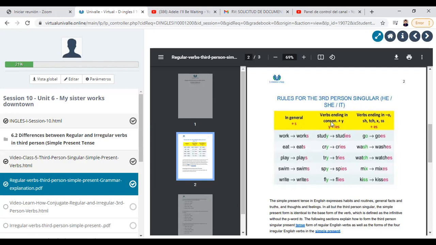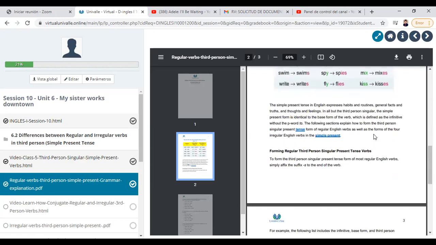Also, we have rule number 2, verbs ending in a consonant plus a Y. We're going to remove the Y and add I, then ES. Examples: study, studies; cry, cries; try, tries; fly, flies. Verbs ending in O, SH, TCH, X, double S, we're just going to add ES: go, goes; watch, watches; mix, mixes; kiss, kisses.